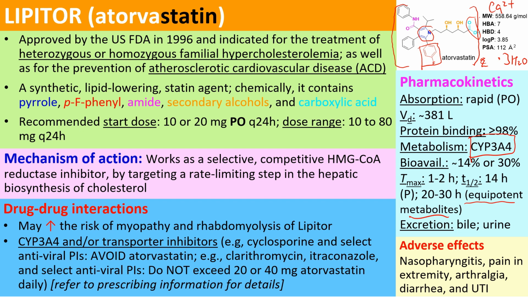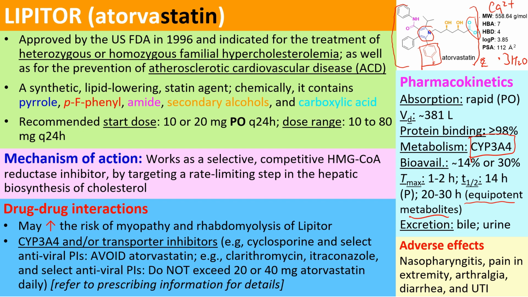Drug-drug interactions may increase the risk of myopathy and rhabdomyolysis with LIPITOR. For example, CYP3A4 and or transporter inhibitors. For example, the immunosuppressant cyclosporine, because this agent is a CYP3A4 and transporter inhibitor, can increase the drug exposure for LIPITOR, along with some other antiviral protease inhibitors, so avoid atorvastatin.